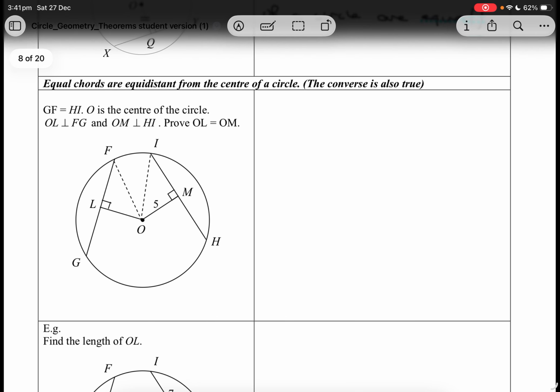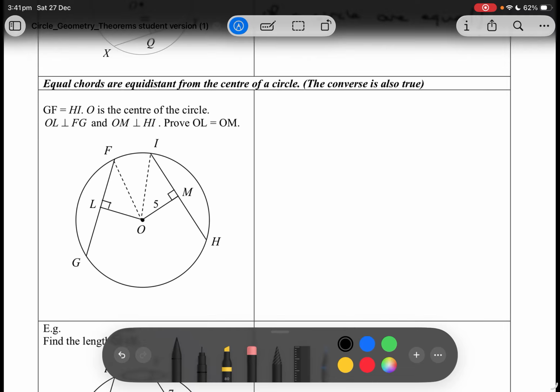Now, our last theorem that we're proving is that equal chords are equidistant from the center of the circle. So given a bit of information, GF equals HI, O is the center of the circle. We're told that a couple of these are perpendicular and we want to prove that OL equals OM. So we're going to join up OF with O and OI. So now we get our two triangles that we've just formed.